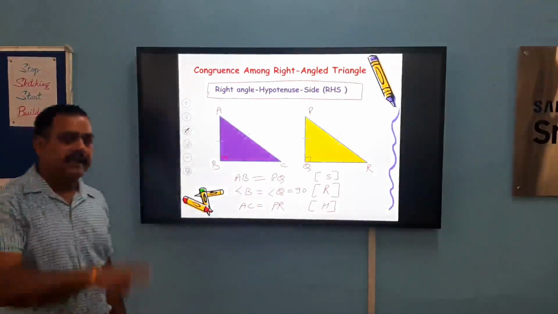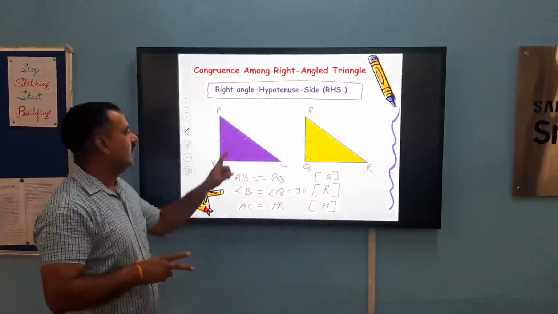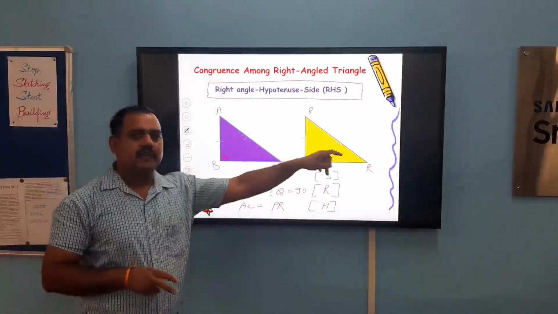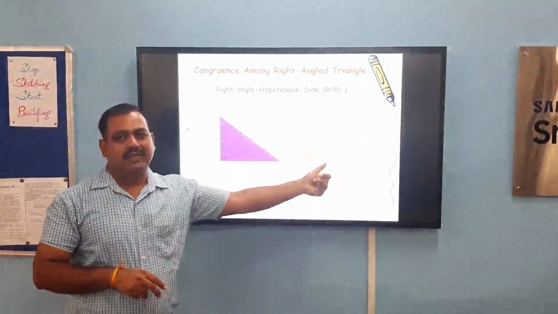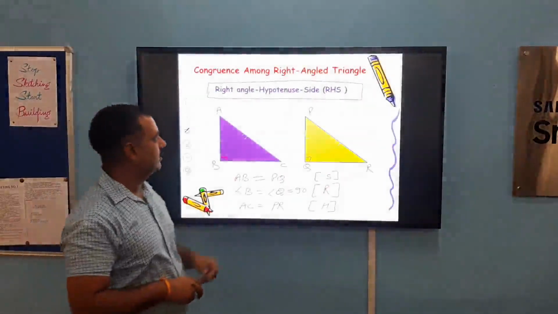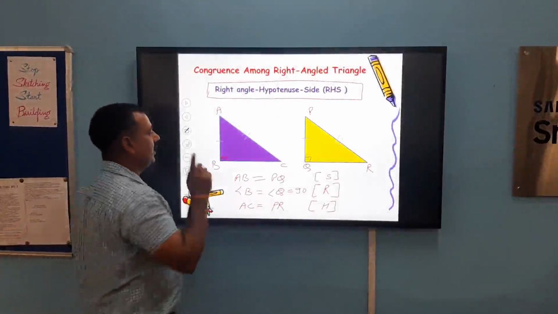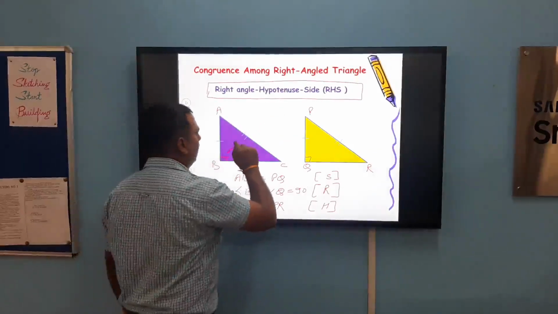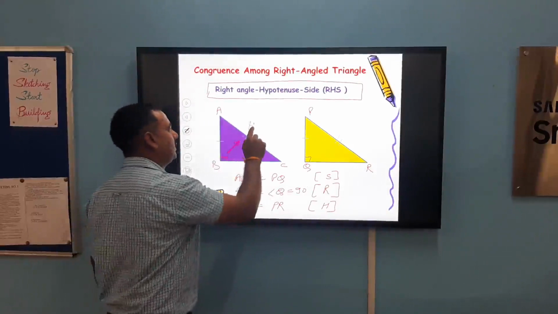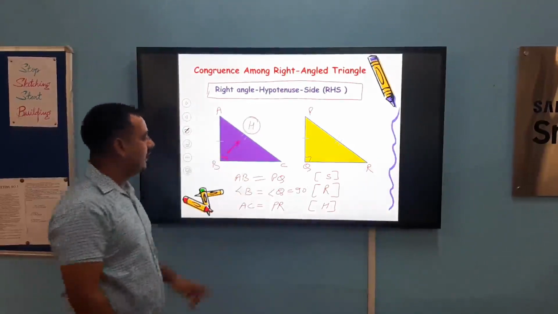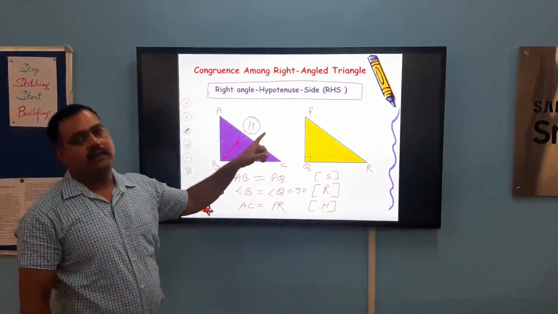So if in any two right angle triangles, the hypotenuse and one side of one triangle are equal to the hypotenuse and one side of the other, then the two right angle triangles are said to be congruent to one another. One thing I want to add is that the hypotenuse is always the side opposite to the 90 degree angle.